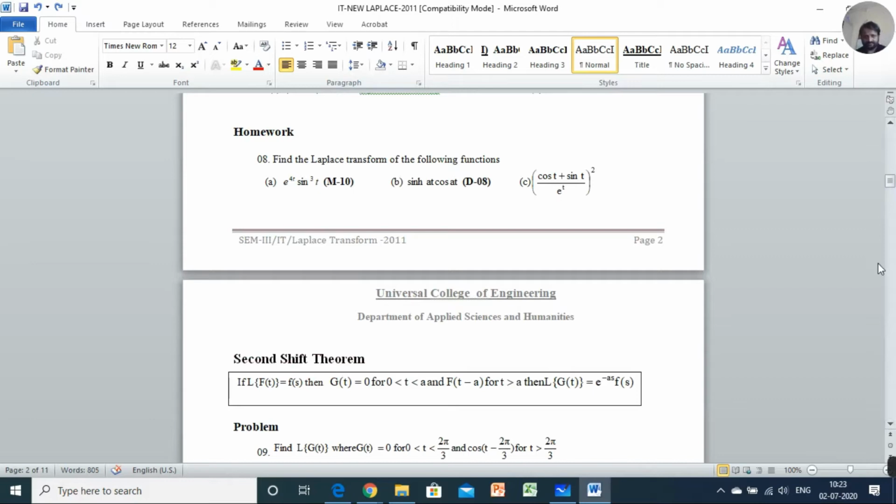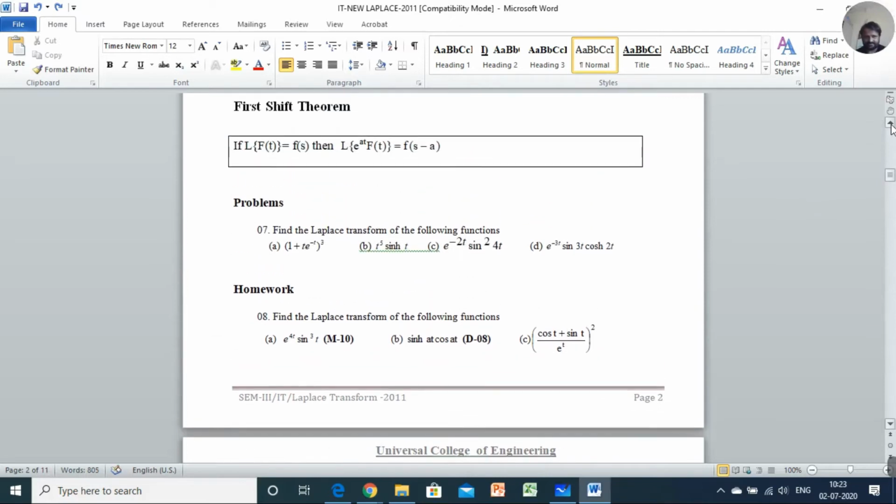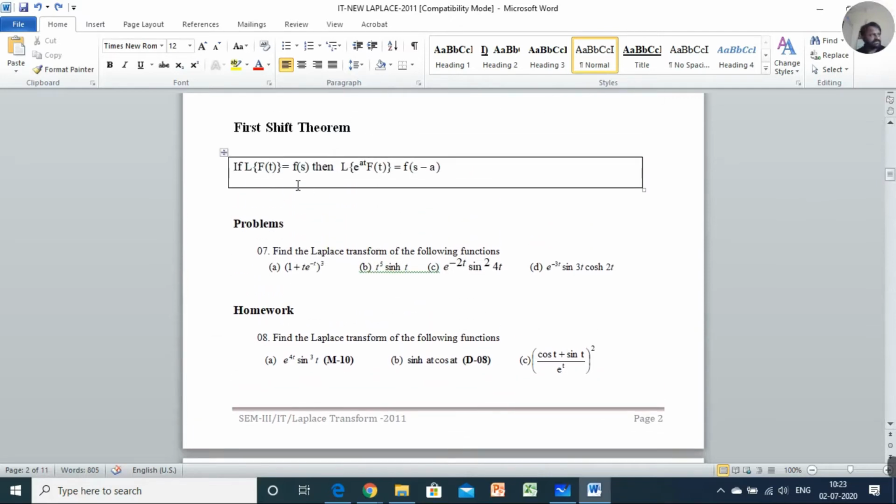Now this is again e raised to 4t. This question is solved by using the first shifting theorem, as I told you. When Laplace of f of t is equal to F of s, Laplace of e raised to at f of t is equal to F of s minus a.